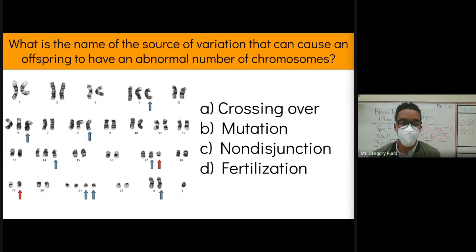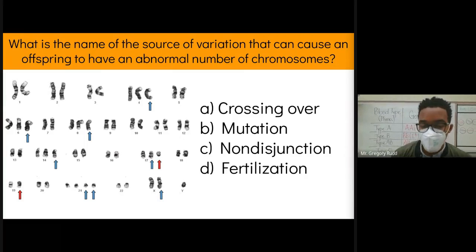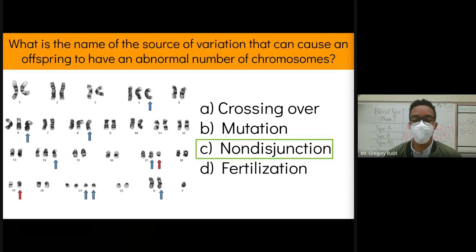And we can see that karyotype on the left has all kinds of abnormalities. You might think mutation. That's what you might think, but it's not a cause of these abnormalities. You might think crossing over, but that's not it either. So now we're down to either C or D. Yeah, thank you, Abigail. It is non-disjunction.